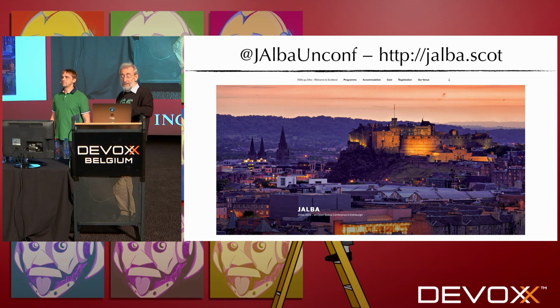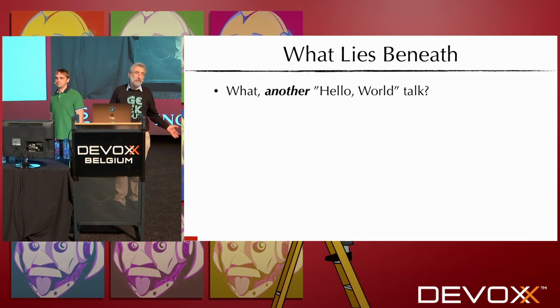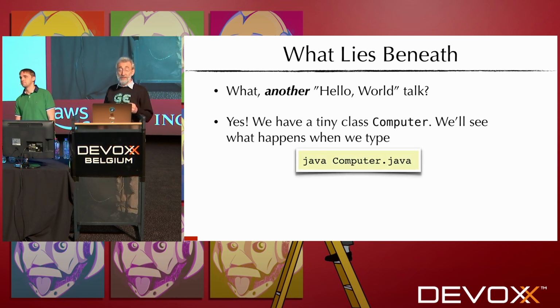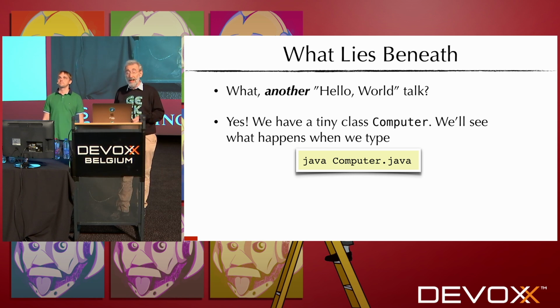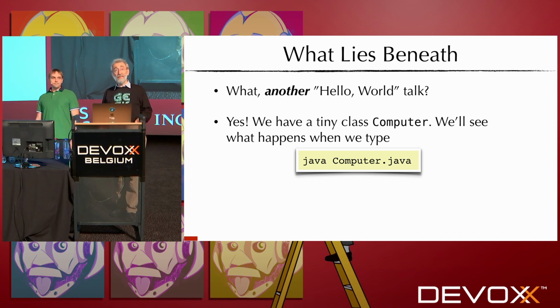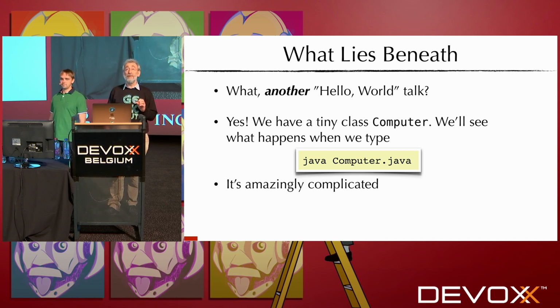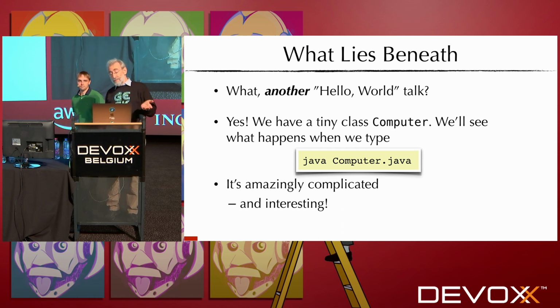Right, so we're here to talk about what lies beneath. Well, another Hello World talk. We're going to take a tiny, tiny program, which, you'll see, does almost nothing at all, and we're going to trace the execution of that from top to bottom. And it turns out this is actually really amazingly complicated. There's a huge amount going on just in understanding this one simple little program, and it's also, I think, really, really interesting.